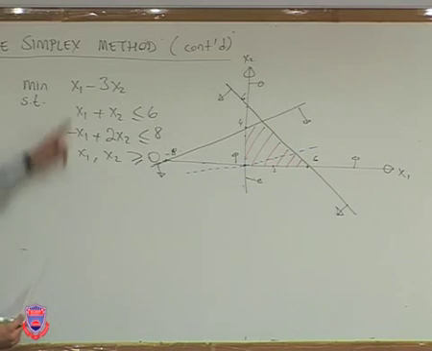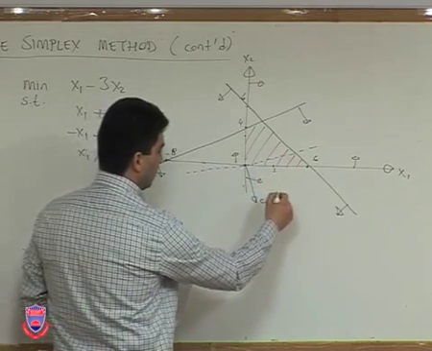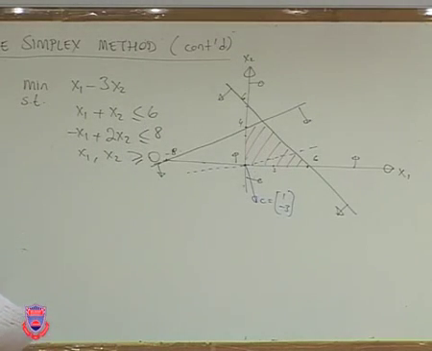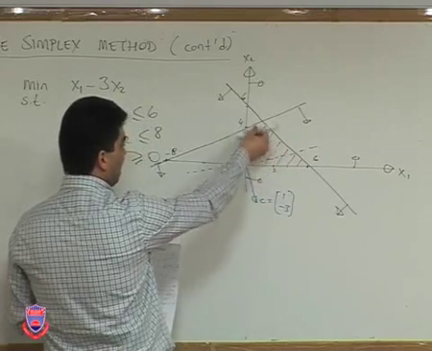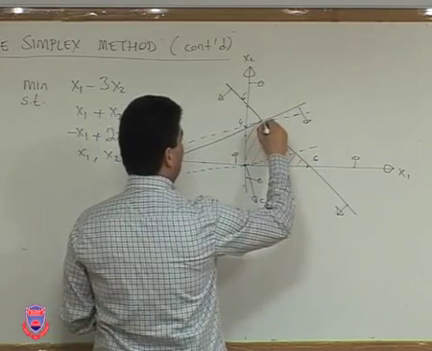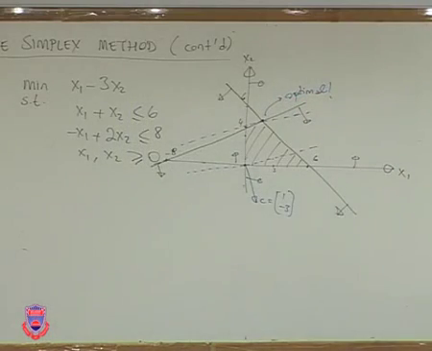My c vector is given by 1 and minus 3, and it points in this direction, perpendicular to my iso-cost line. But this is a minimization problem, so the improving direction is the negative of c. If you negate c, I should try to push this line as much as I can in this direction. It's not too hard to see that this will be the optimal solution. Of course, those two blue lines are parallel to one another, at least they should be.